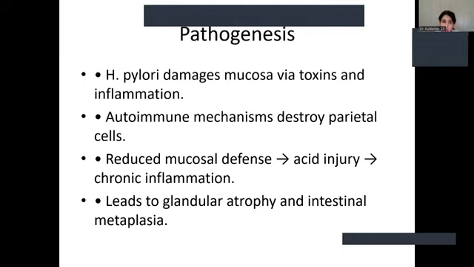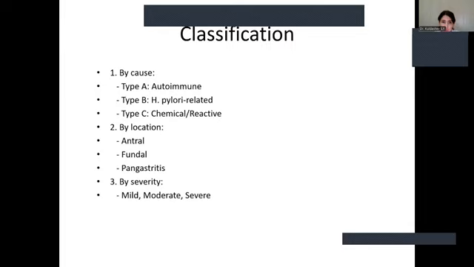Pathogenesis. Helicobacter pylori damages the mucosa via toxins and inflammation. Autoimmune mechanisms destroy parenchymal cells. Reduced mucosal defense is followed by acid injury and chronic inflammation, and leads to glandular atrophy and intestinal metaplasia.